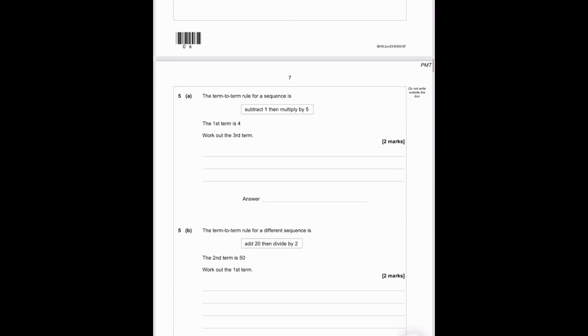The term-to-term rule for a sequence is subtract 1, then multiply by 5. If the first term is 4, we're going to take away 1 and then times by 5, so that's going to give us 15. The next term, we're going to start with 15. We're going to take away 1 to get 14, times by 5, and that's going to give us 70.